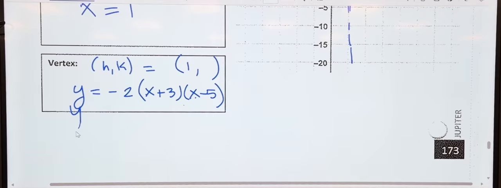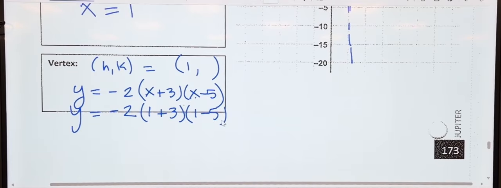So let's go. y equals, Tiana, you with me? -2 times, what am I going to put in place of x? 1. 1 plus 3, and then I'm going to have 1 minus 5. I'm going to stop there for a second. Does anybody have any questions?